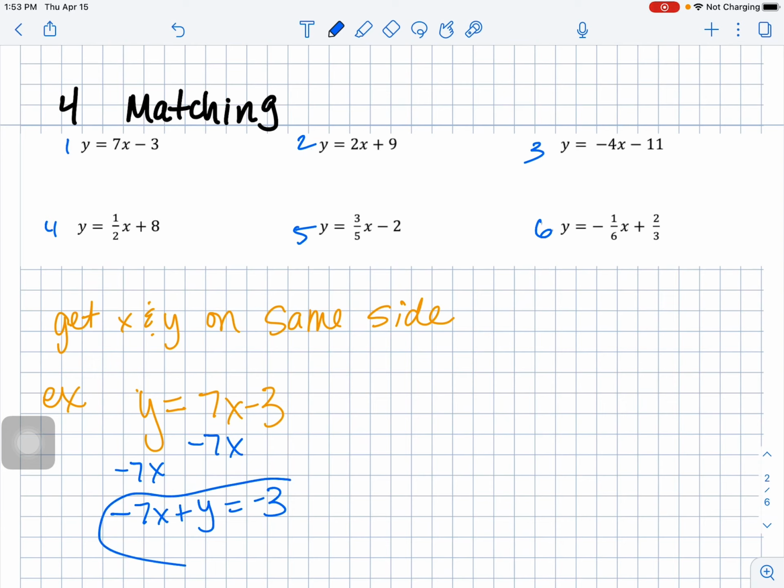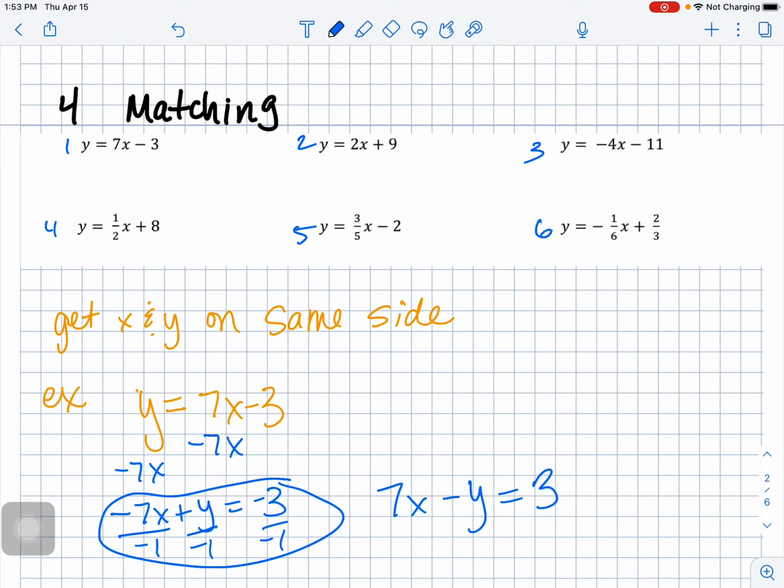So that answer is correct, but if it's not one of the multiple choice options, sometimes mathematicians don't like the first number in an equation to be negative. So you could divide everything by negative 1. And that would give you positive 7x minus y equals positive 3. So you would just drag this equation next to this equation and then keep matching.